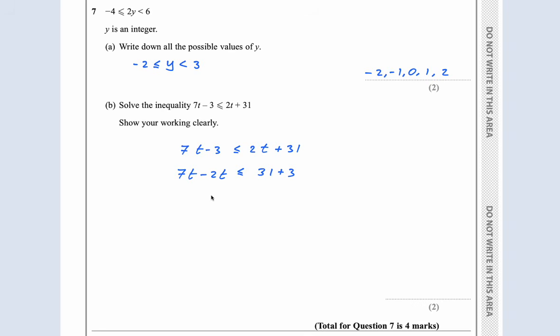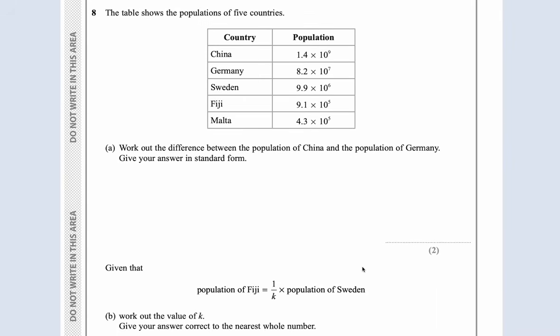7t minus 2t is 5t, is less than 34, and then t is less than 34 over 5, which is 6 4/5 or 6.8. So make sure you write down the full thing. t is less than or equal to 6.8. Okay, question 8.